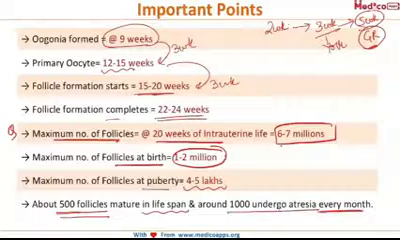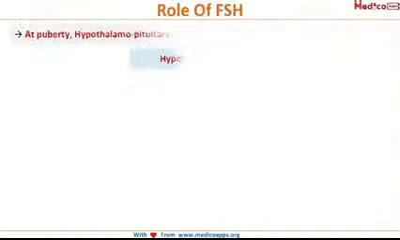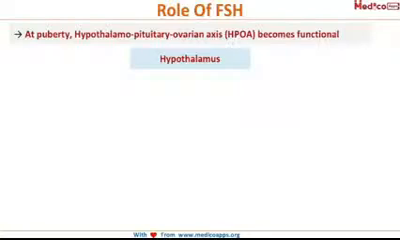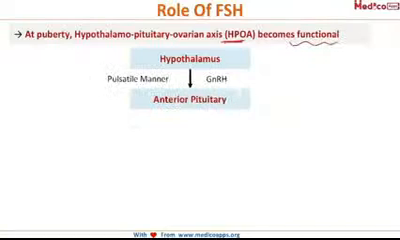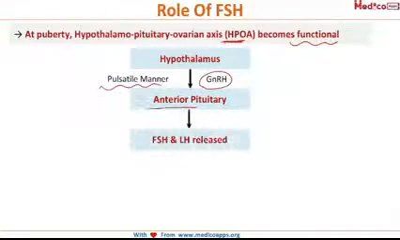Now having said this, let's move on to the hormonal interactions. As I told you, at puberty the hypothalamo-pituitary ovarian axis, that is the HPO axis, becomes functional. The hypothalamus releases gonadotropin releasing hormone in a pulsatile fashion. This acts on the anterior pituitary, from where FSH and LH are released. The target organs of FSH and LH are the ovaries, the gonads.